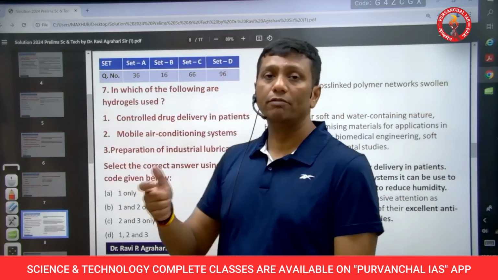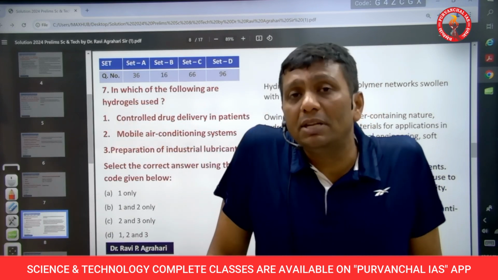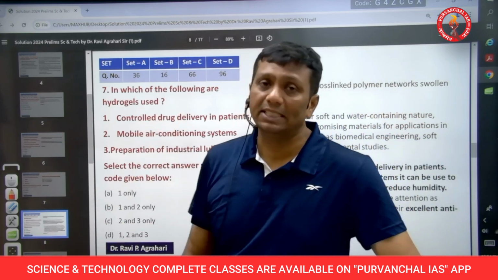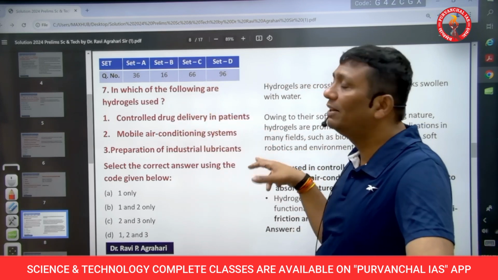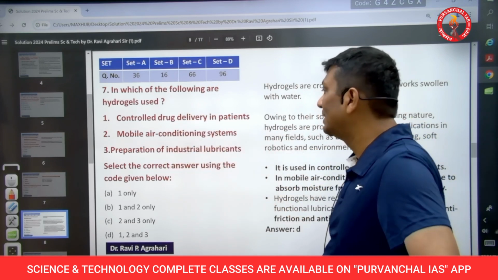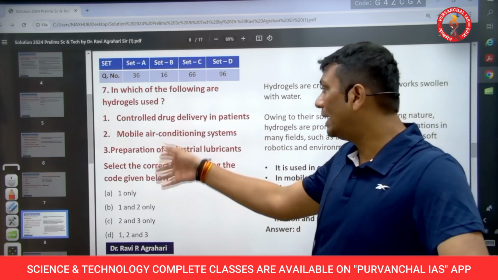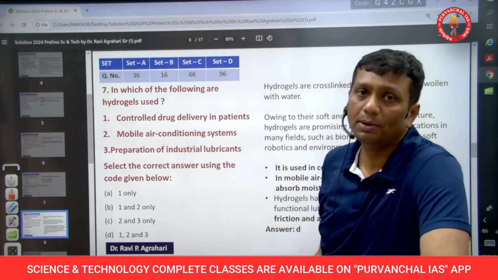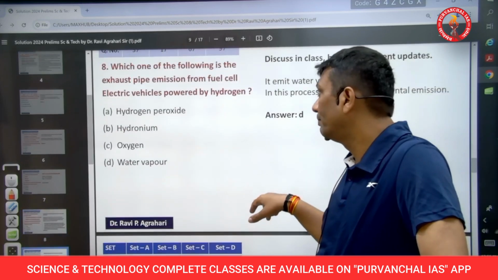The next question belongs to the miscellaneous topic, and this is the question UPSC made. It's called hydrogel material. People generally use hydrogel material in 4D printers, 4D object printing. Hydrogel is a kind of material. UPSC asks the question, in which of the following are hydrogels used? Control of drug delivery in the patient, mobile air conditioning system, preparation of industrial lubricants, and select the correct answer using the code given below. I'll discuss later what the correct answer will be. By the way, all answers are correct here in this case. Hydrogel is used, but this topic will be covered under the miscellaneous part. Miscellaneous is the 11th chapter you have already noted. It will be there in the miscellaneous part, guys.